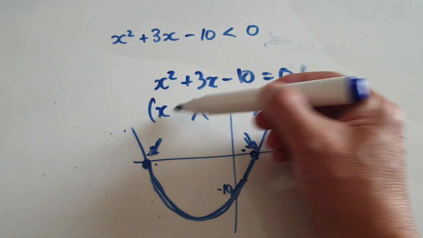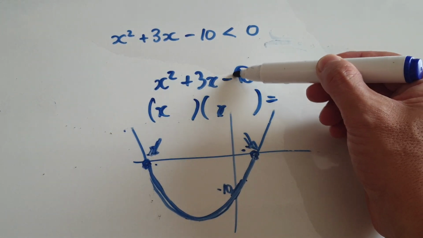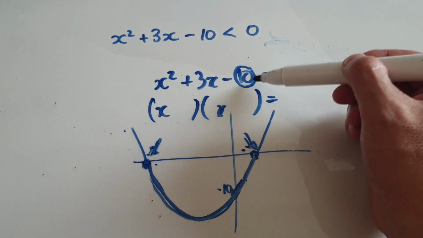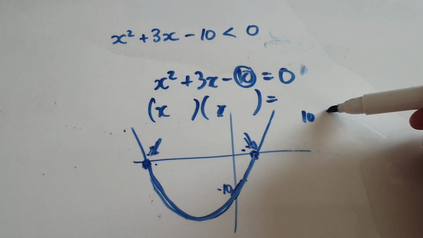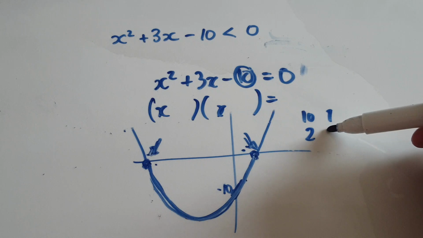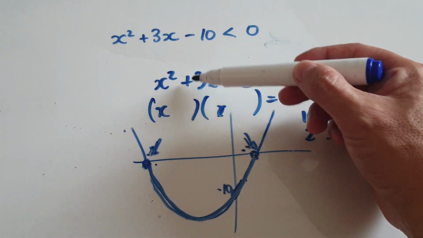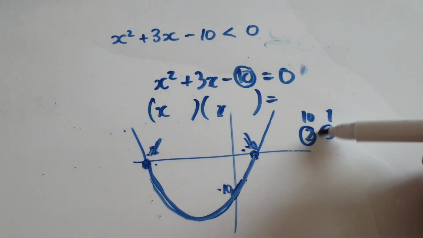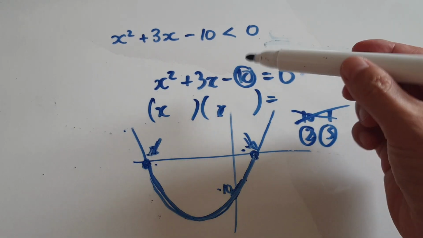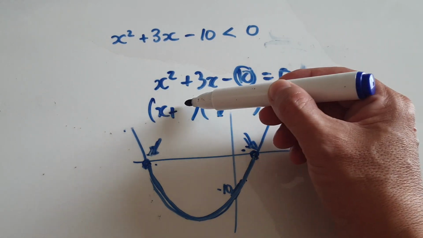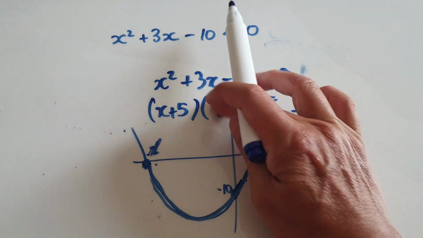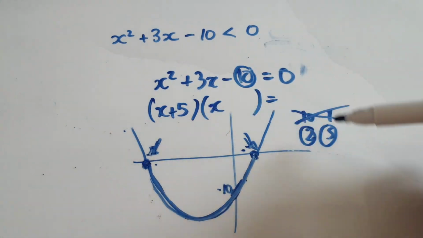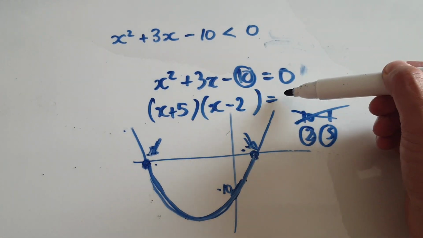So x, x. Your biggest clue is 10. Two numbers multiplied together to give you 10. It could be a 10 and a 1. It could be a 2 and a 5. And you have to be able to create the 3. So this 3 here, I know I can create a 3 with a 2 and a 5. I can't with a 10 and a 1. So now I'm going to guess. It turns out to be x plus 5, x minus 2 equals 0.